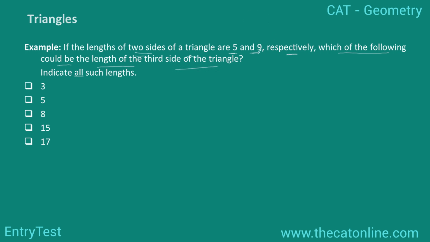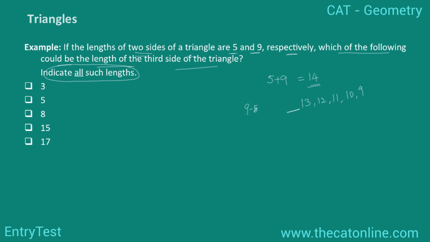So I have to look at what are the possible options for the third side of the triangle, and I have to indicate all such lengths. So if I look here, I know that the sum of 2 sides, which is coming out to be 14, has to be greater than the third. So that means the third side could be 13, could be 12, could be 11, could be 10, could be 9, but it cannot be greater than 13.